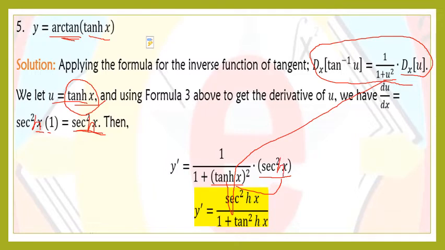So secant squared h of x in the denominator is 1 plus, which, class, is equivalent to tangent squared of h times x. So this is the derivative of the given function.